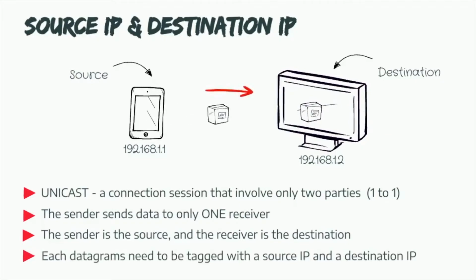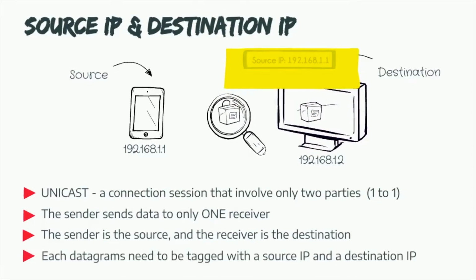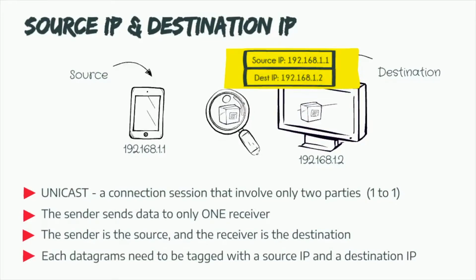Looking closely at the packet header, we can see the source IP is 192.168.1.1, which is the IP of the iPhone. And the destination IP is 192.168.1.2, which is the IP of the PC.